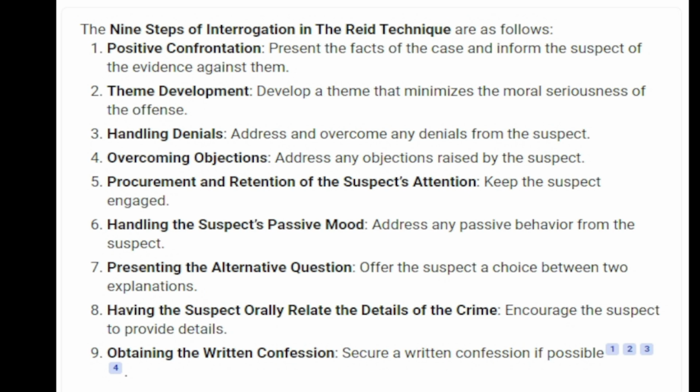Handling passive mood. The person may become less tense, defeated. They may even cry. What the investigator is supposed to do is intensify that theme. Essentially make them cry. Remain close. And then jump to number 7, presenting alternative questions.